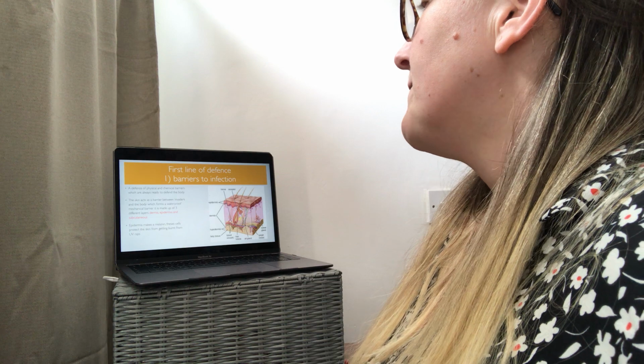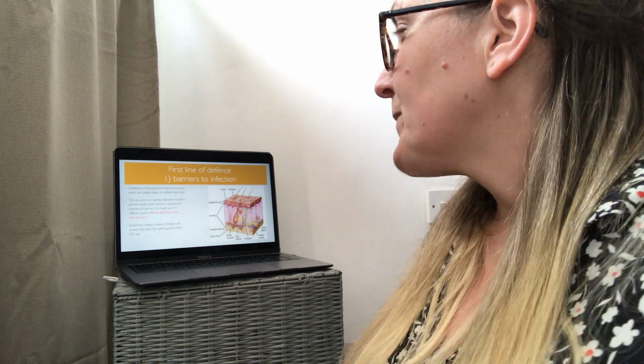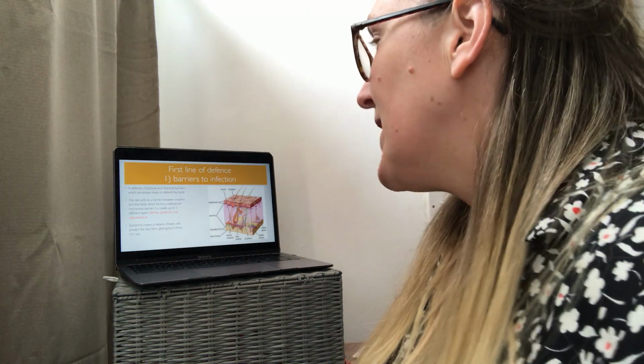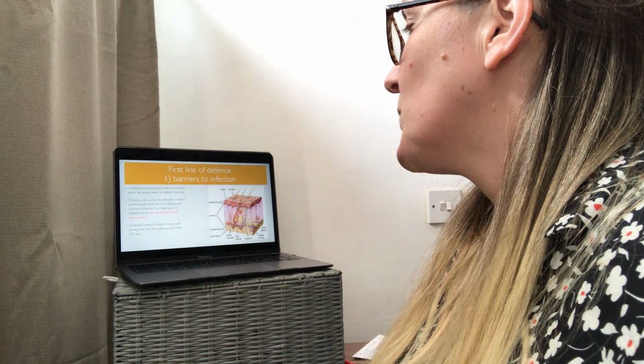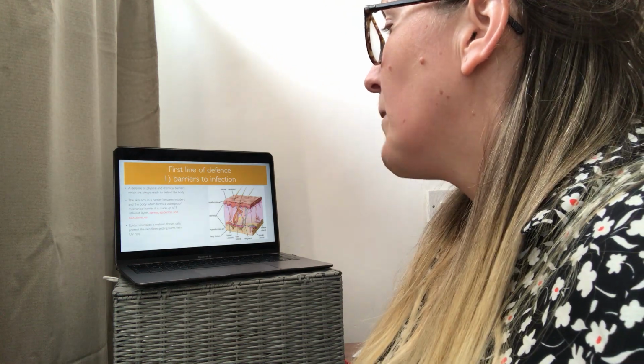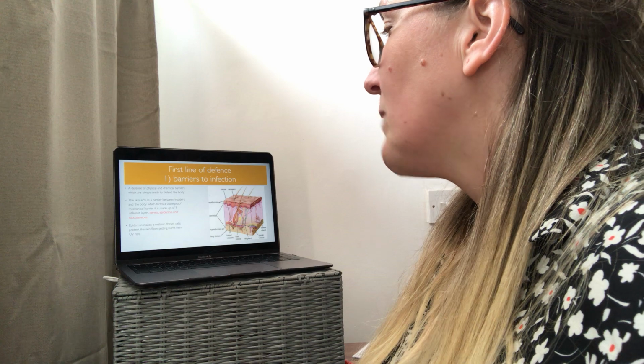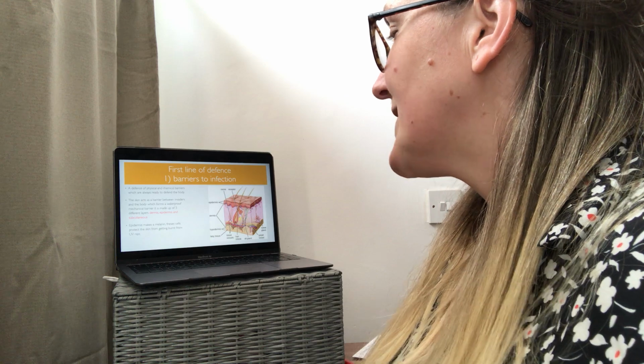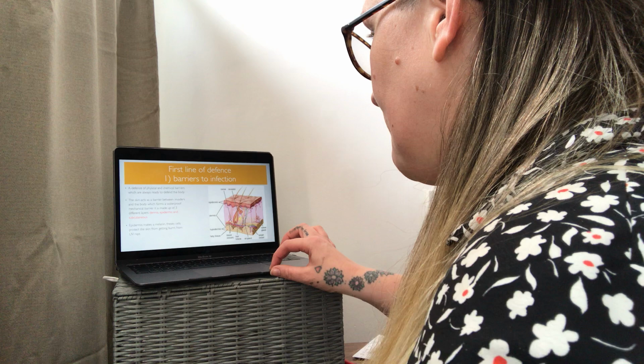Okay, so the first line of defence is the barriers to an infection. This is a defence of physical and chemical barriers which are always ready to defend the body. The skin acts as a barrier between invaders and the body, forming a waterproof mechanical barrier, and it's made up of three different layers. These layers are called the dermis, epidermis and subcutaneous. The epidermis makes melanin, which helps protect the skin against sunburn and obviously the UV rays.